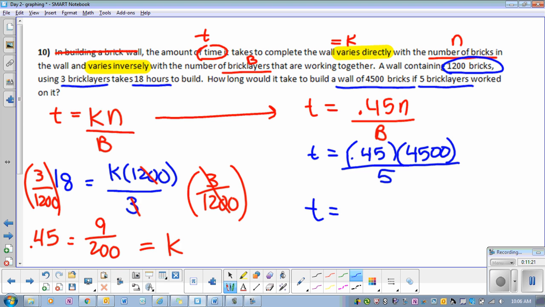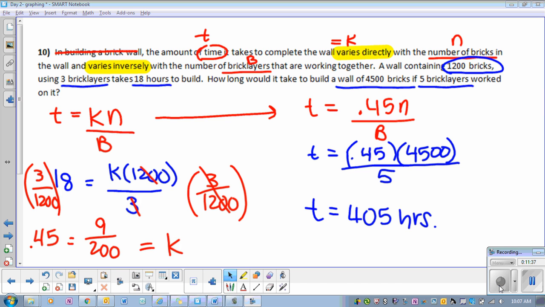405. 405 hours? I should put it in the calculator. 405 hours? Was that what it said on the answer sheet? Alright, so it's not, it's 40.5 because our K is 0.045. Alright, that's okay.